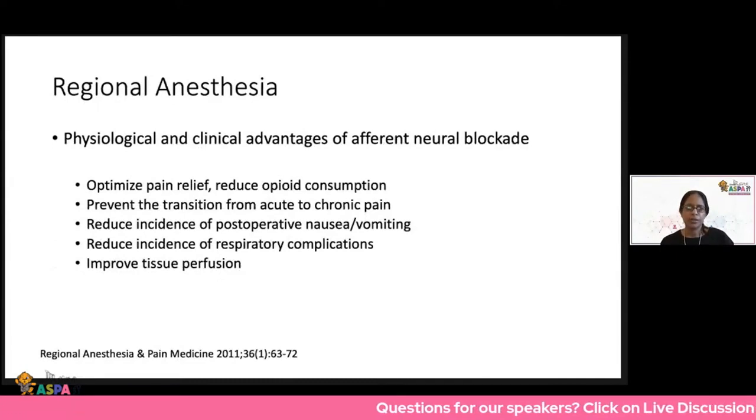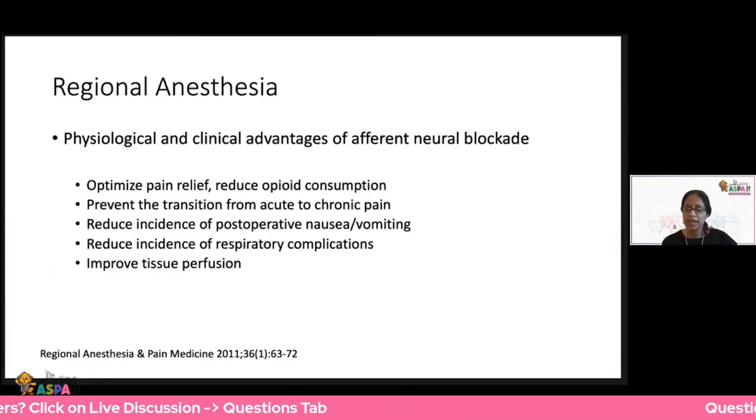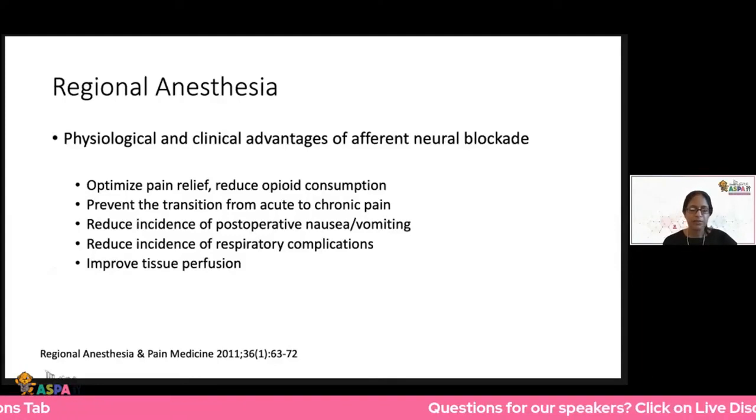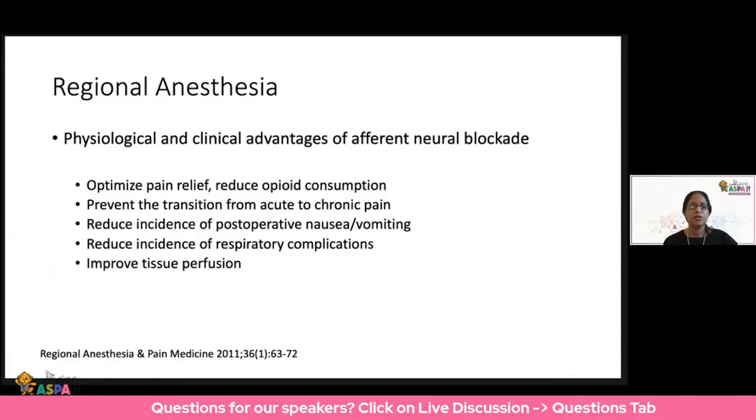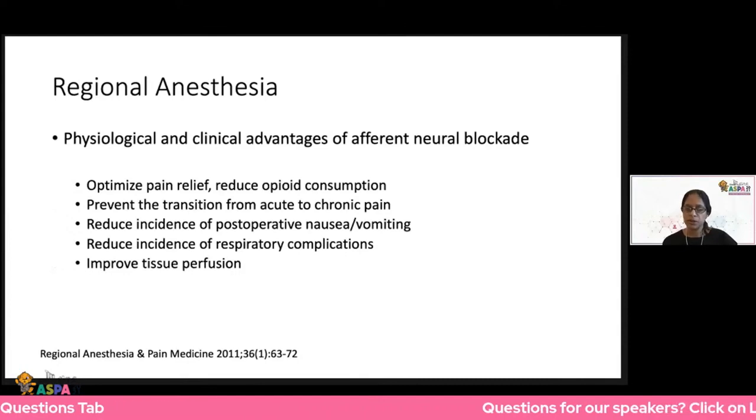We all know that there are many benefits to regional anesthesia. The physiological and clinical advantages of afferent neural blockade can include optimizing pain relief and reducing opiate consumption, preventing the transmission from acute pain or preventing the development from acute to chronic pain, reducing the incidence of post-op nausea and vomiting, reducing respiratory complications, and improving tissue perfusion.